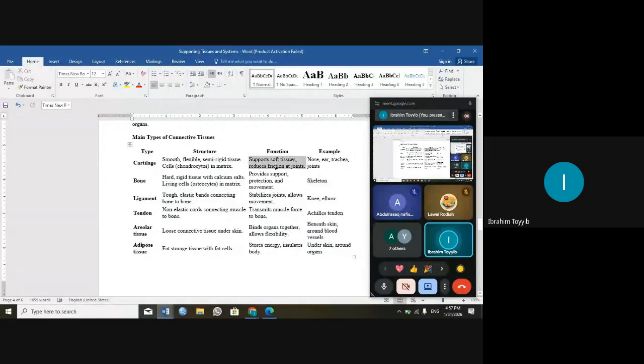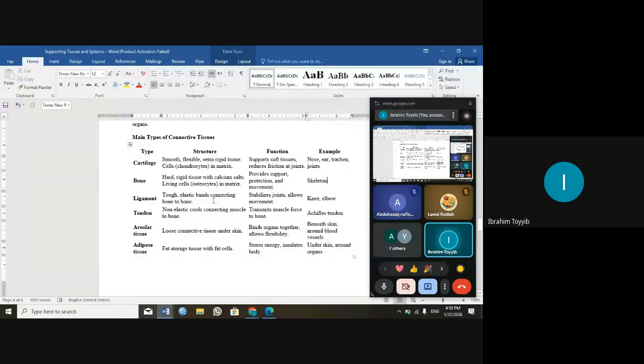So the function of cartilage is that they reduce friction at joints. The bones are the hard, rigid tissue which made up the skeleton. So the ligaments stabilize the joints and allow movement. They are found in joints like the knee joint and elbow joint.